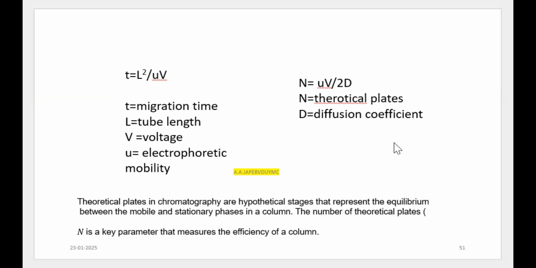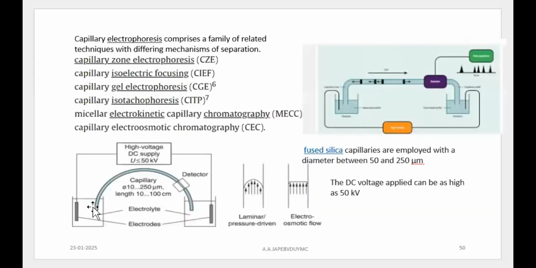So this is the basic apparatus that we have seen in the previous slide, right? A small plug of sample solution is introduced into the anode end of the fused silica capillary tube. So I will just go back to the diagram again. Here you have two reservoirs, two electrodes, and this is one end of the capillary tube, and this is the other end of the capillary tube. So you have to use the plug.